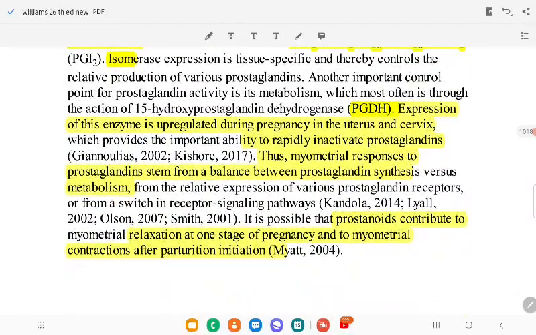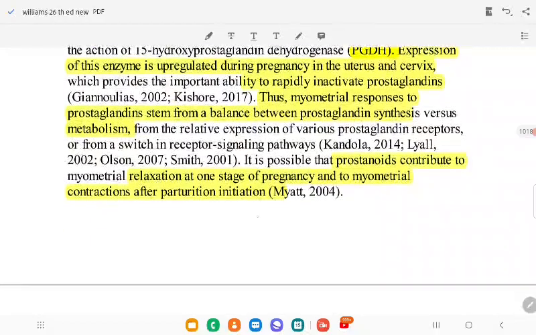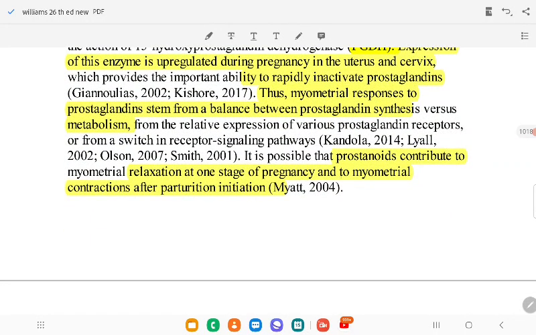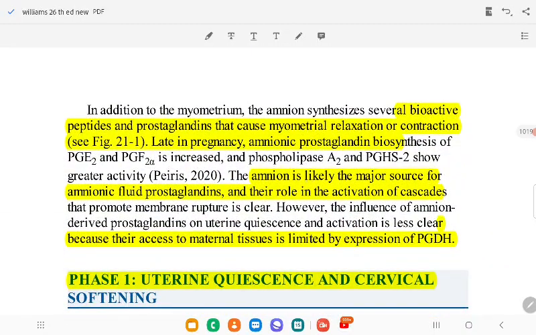The expression of PGDH during pregnancy in the uterus and cervix provides an important ability to rapidly inactivate prostaglandin. Thus, the myometrial response to prostaglandin stems from a balance between prostaglandin synthesis versus metabolism. Prostaglandins contribute to the relaxation stage of pregnancy and myometrial control.